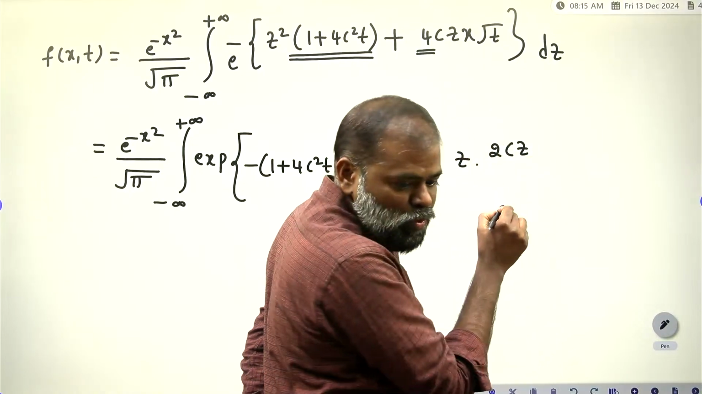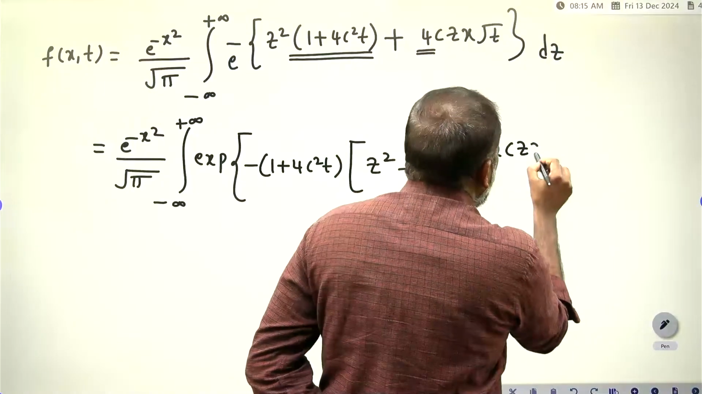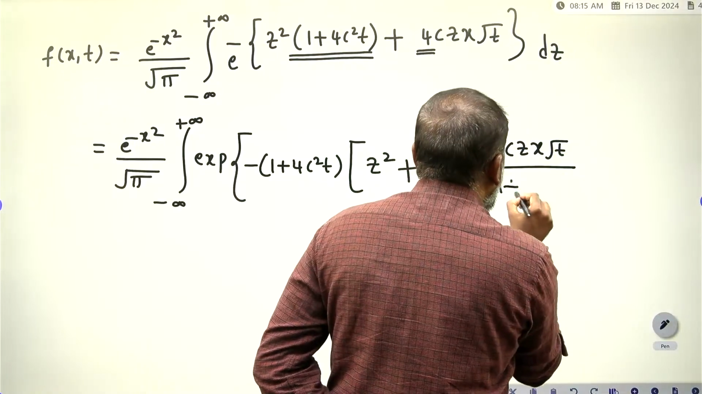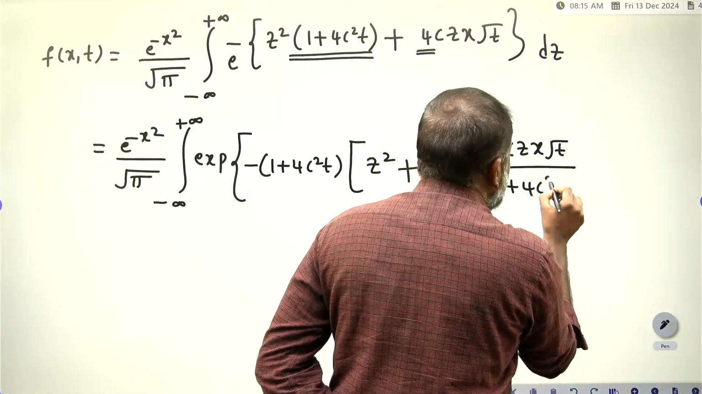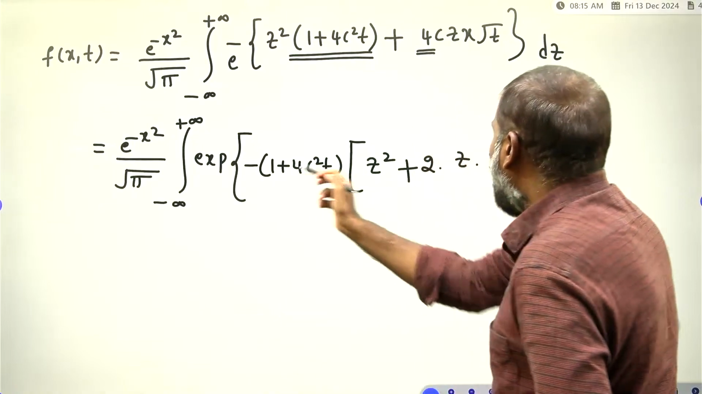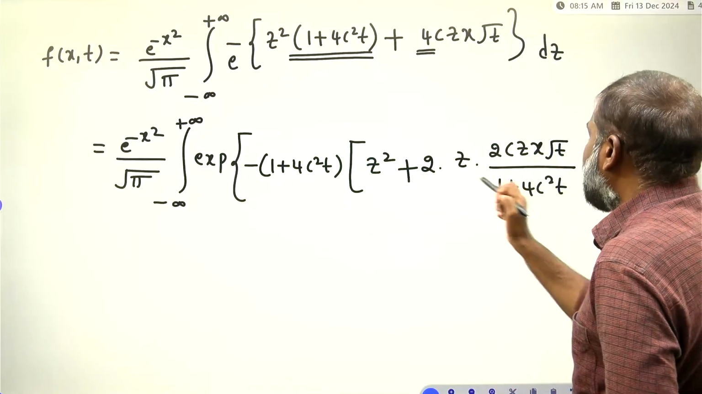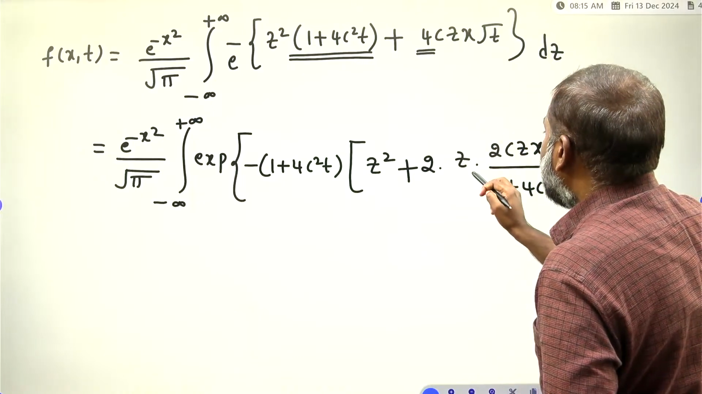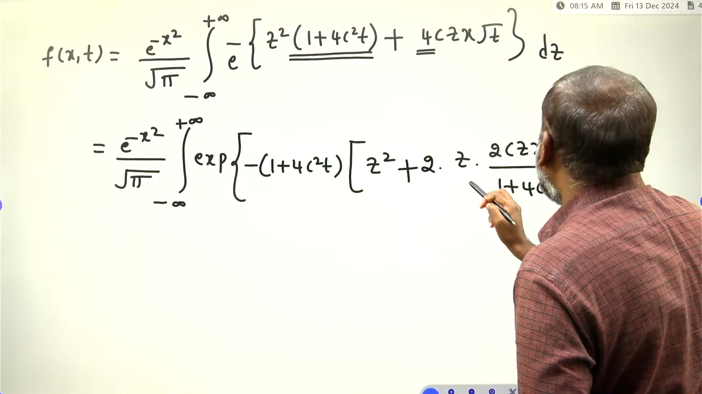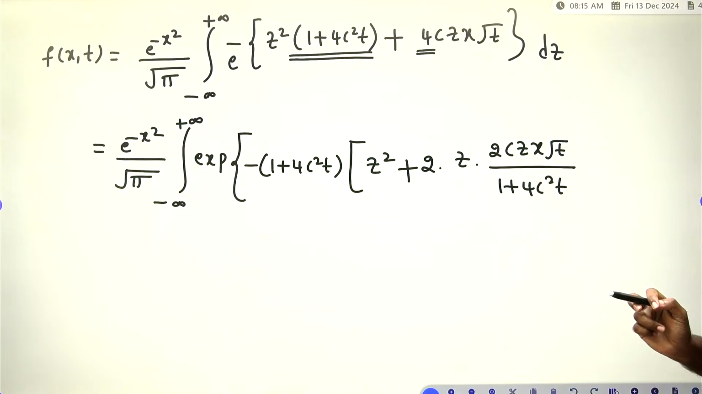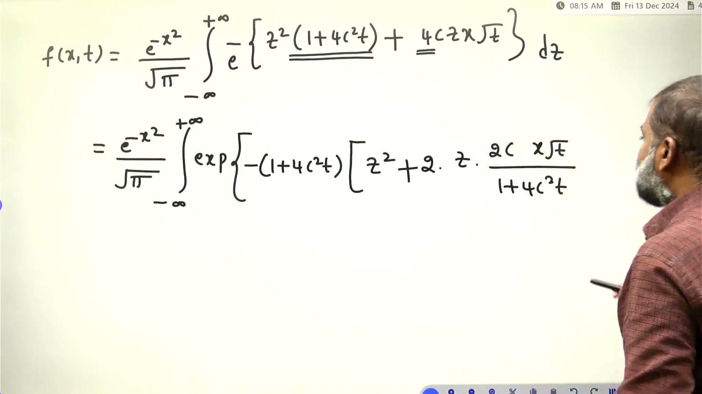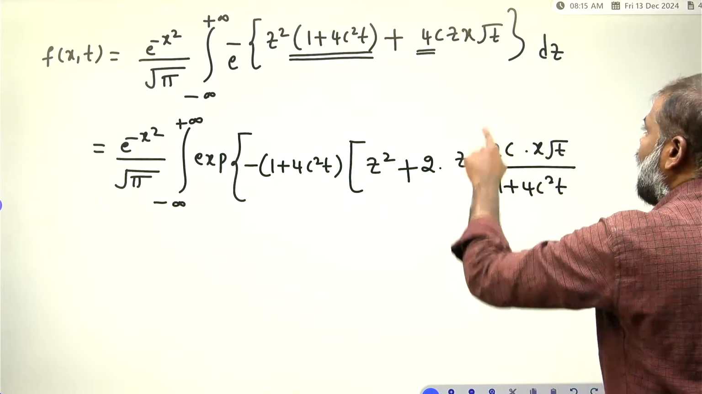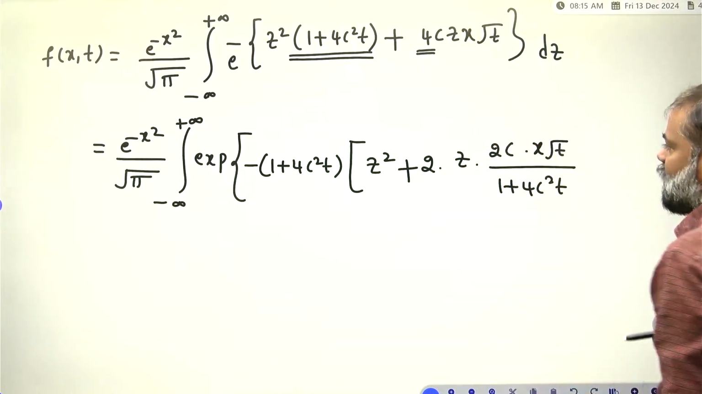2cxz root t divided by 1 plus 4c square into t. I am bringing outside, no? That's why I am taking the denominator side. 2 into 2. So z also already is there, why do I have to take the z value? 2x, 2cx. One z cancels. That's why 2, 4zcx root t is there.